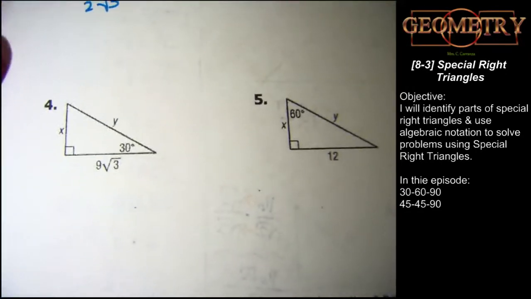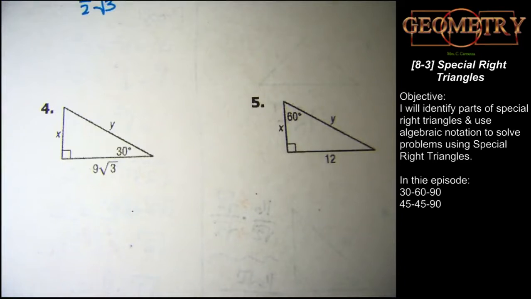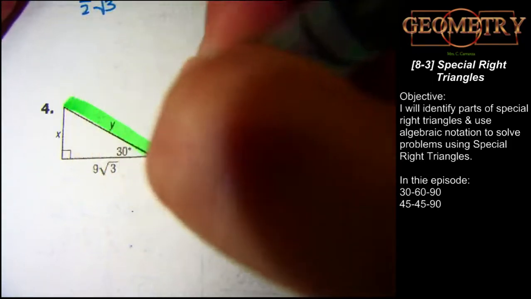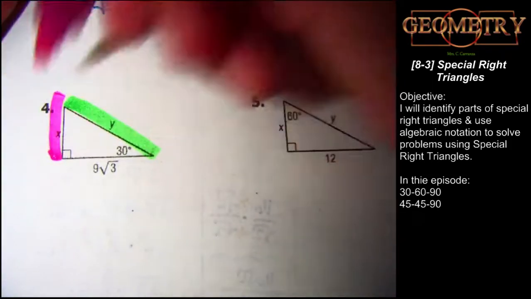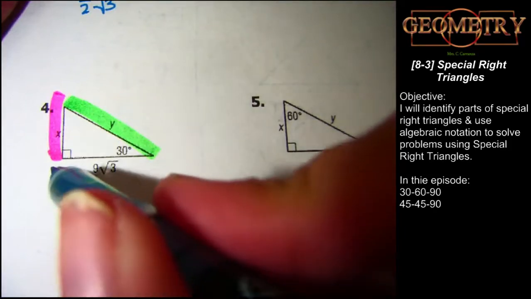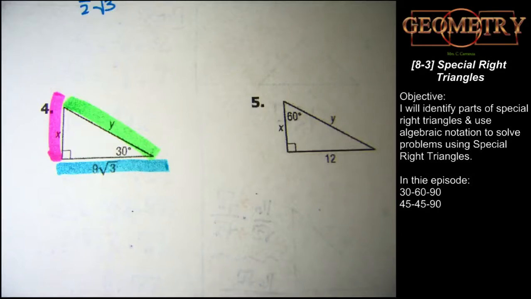All right. Let's look at number 4, because, oh my God, it starts with a square root in there. Which one's my hypotenuse? Y. Which one's my small leg? X. Which one's my big leg? 9 square root of 3. Okay. To go from small leg to big leg, what were we doing? Small leg times square root of 3. To go from small leg to big leg, we were multiplying by square root 3. So to go from big leg to small leg, divide by square root 3.